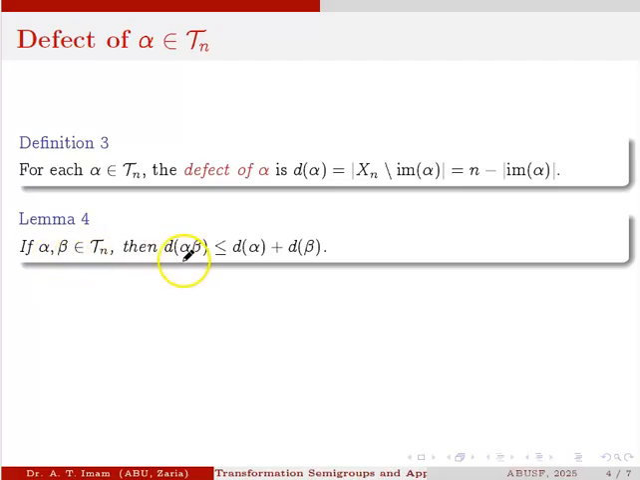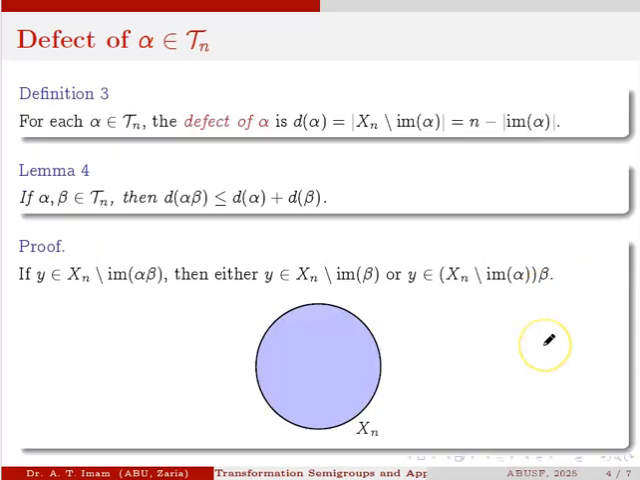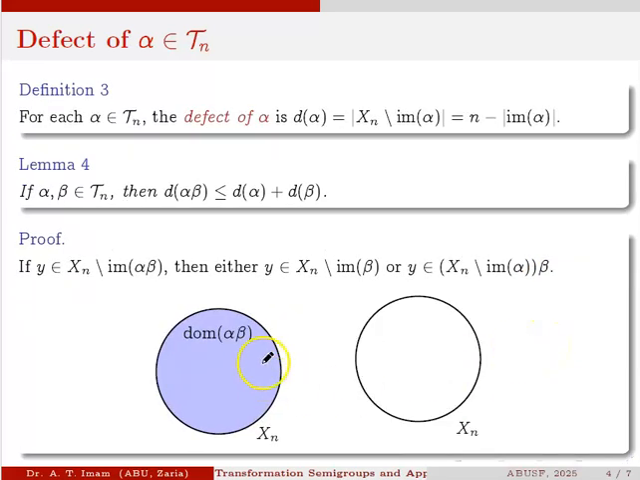It can be observed that the defect of a product is always less than or equal to the sum of the defects. This can be seen from the fact that if one picks an element that is not an image point of the product, then that element is either not an image point of beta, or it belongs to this particular set. We can visualize what we are saying here.